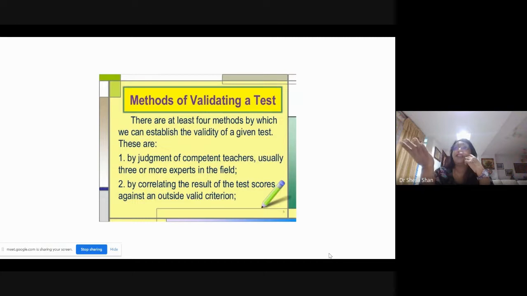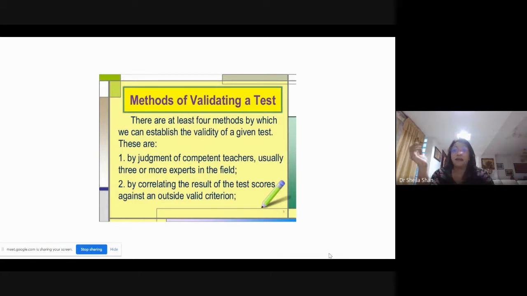So if you're questioning about dentistry, your dentistry lecturer will be looking at the content, whether it is appropriate or not. Second, by correlating the result of the test score against an outside valid criterion. That means you do the test and then you compare with already valid results.